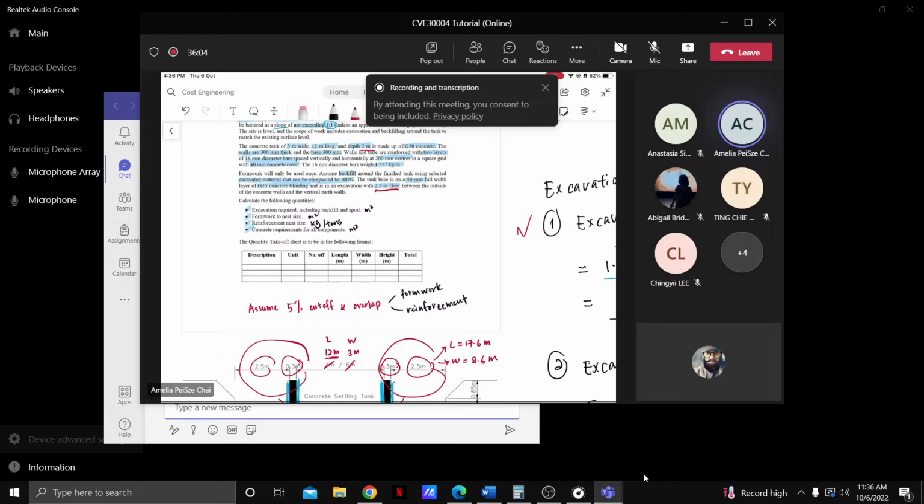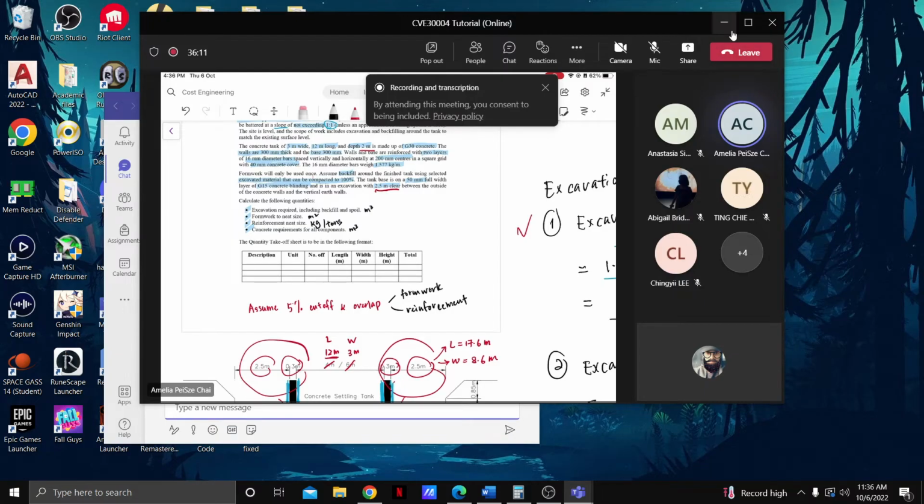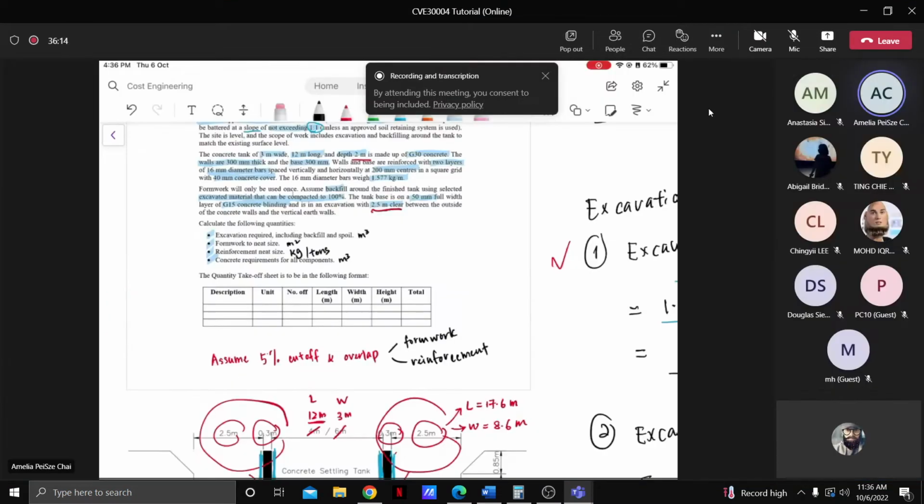What's that called? General practice. Some maybe they just go for 3%, some go for other percent, or maybe they want a very detailed calculation. But this is just a very general one. So we just assume a 5%. Okay.